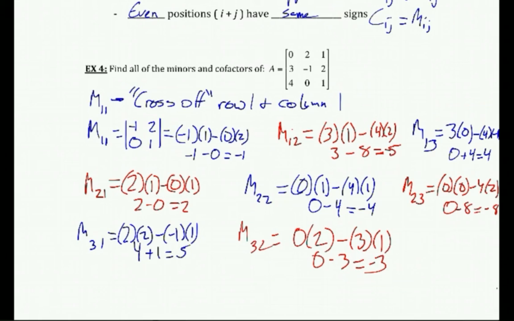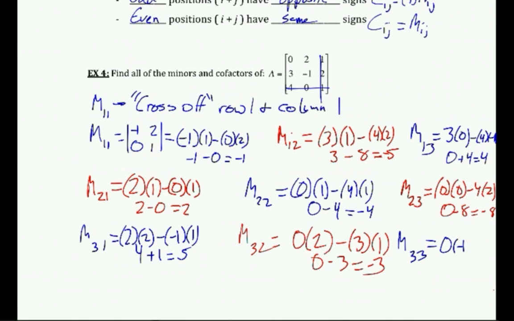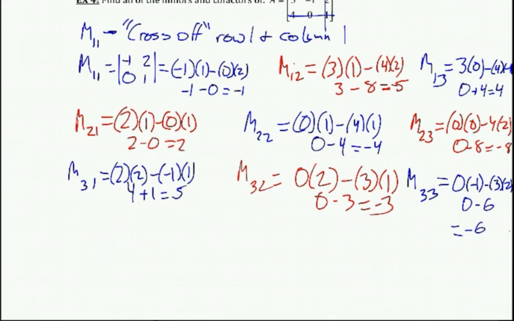it's m sub 3, 3. So essentially ignoring row 3 and column 3. So we have 0 times negative 1 minus 3 times 2. So we have 0 minus 6, which gives us negative 6. So those are all of our minors.